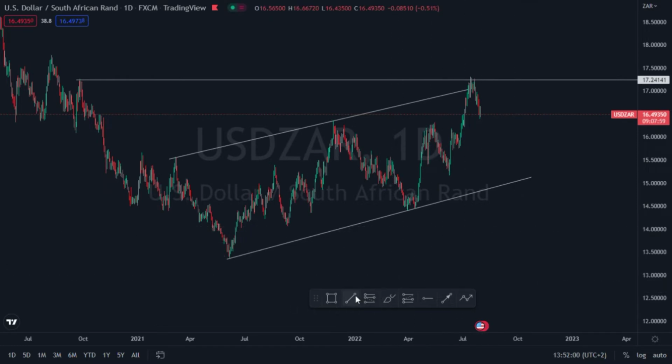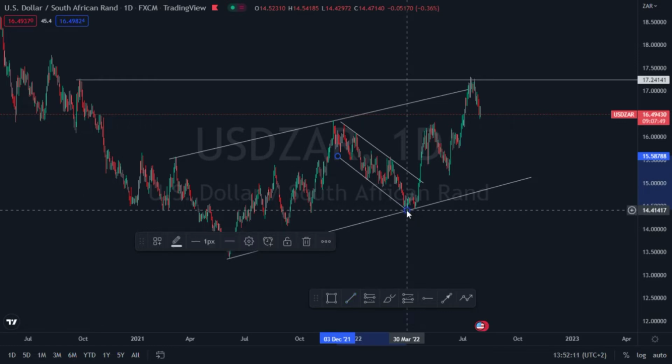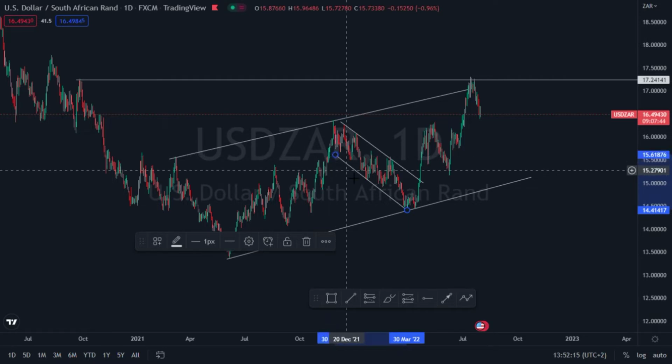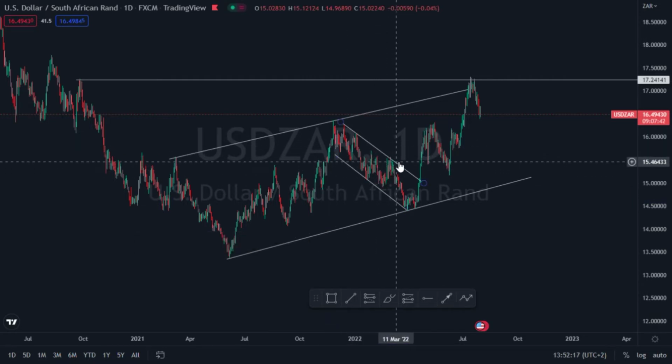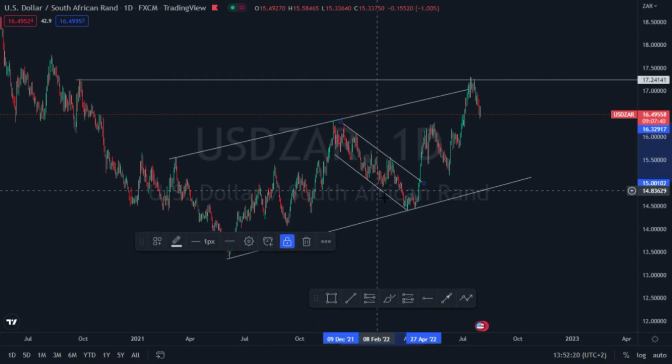Furthermore, this is how this structure had been forming. It's an impulse movement and then the correction, of which that correction was formed. So we call this pattern within a pattern, right? We call this pattern within a pattern.